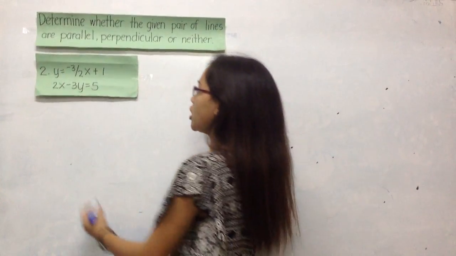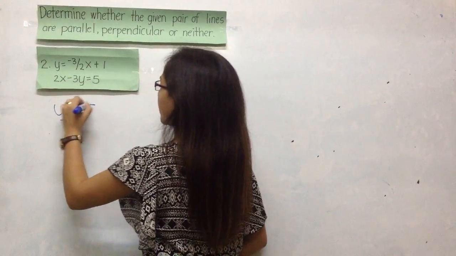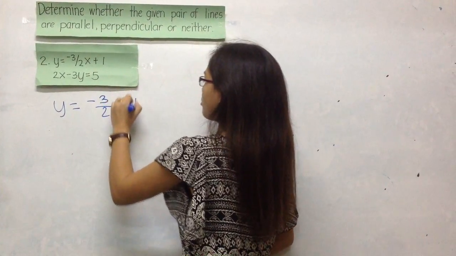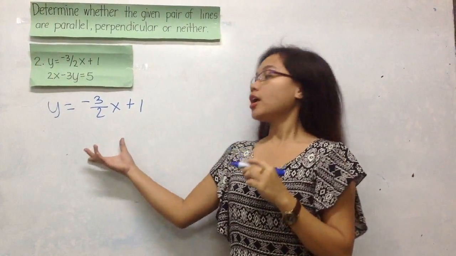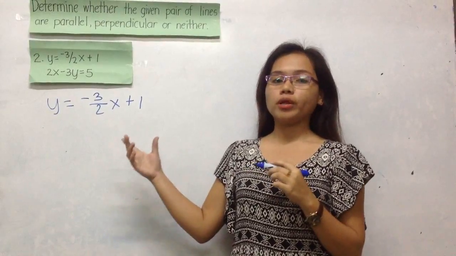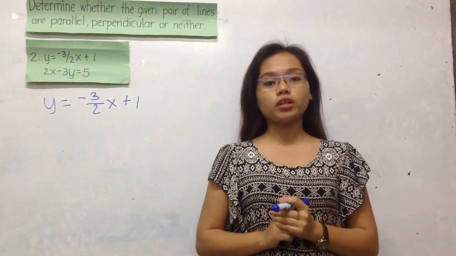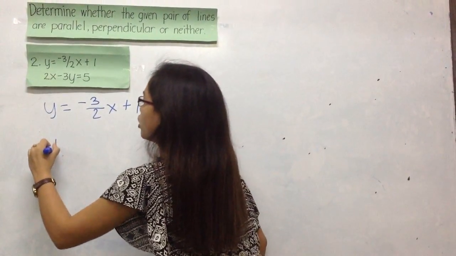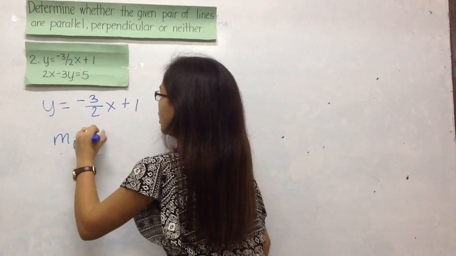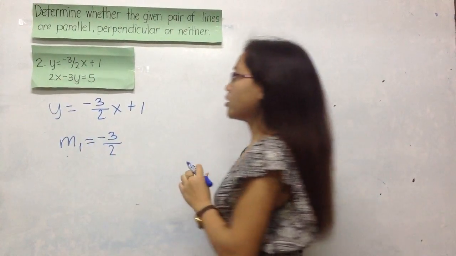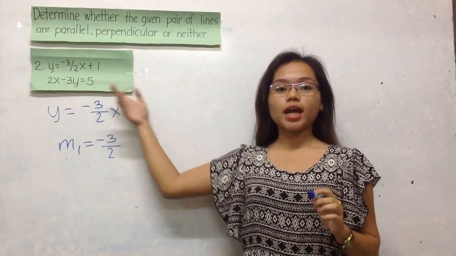The first equation is y equals negative 3/2 x plus 1. As you can see, this is already in slope-intercept form, so we can determine the slope directly. Therefore, the slope of the first equation is negative 3 halves. So let's find the slope of the second equation.